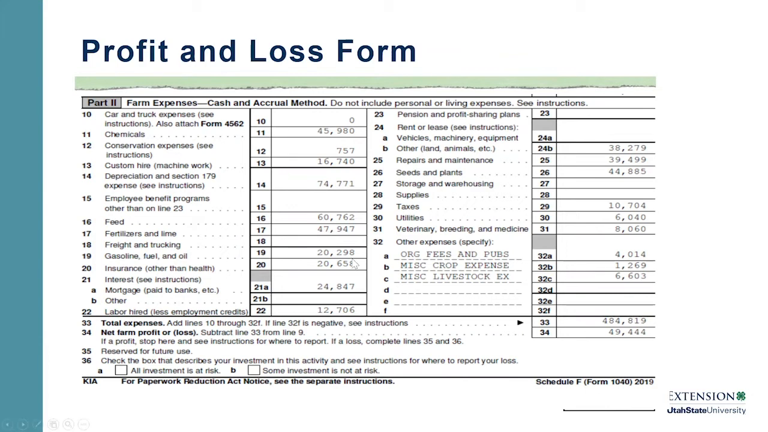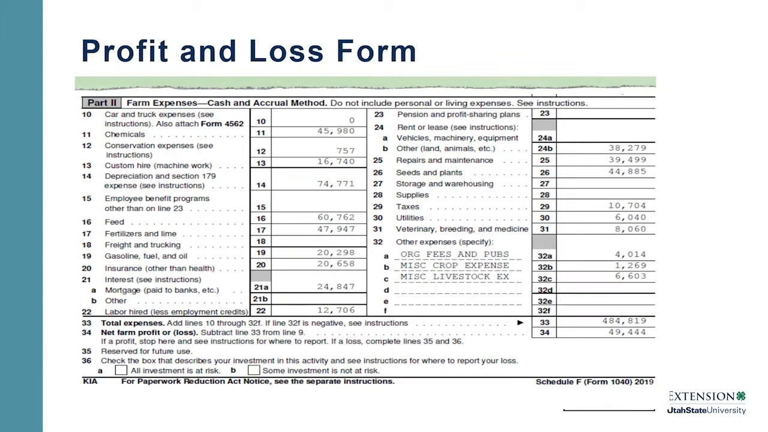But you can look at this form and say, okay, I need to track my supplies. I need to do this. So you can start ahead of time throughout the year so it doesn't overwhelm you at the end. So it serves as a good guide.